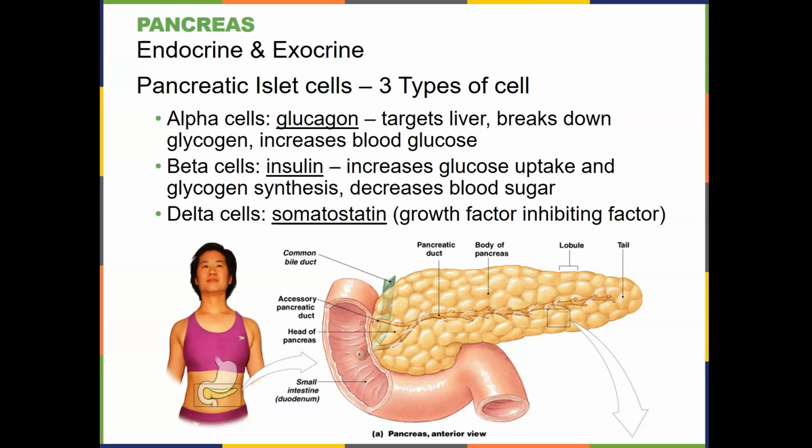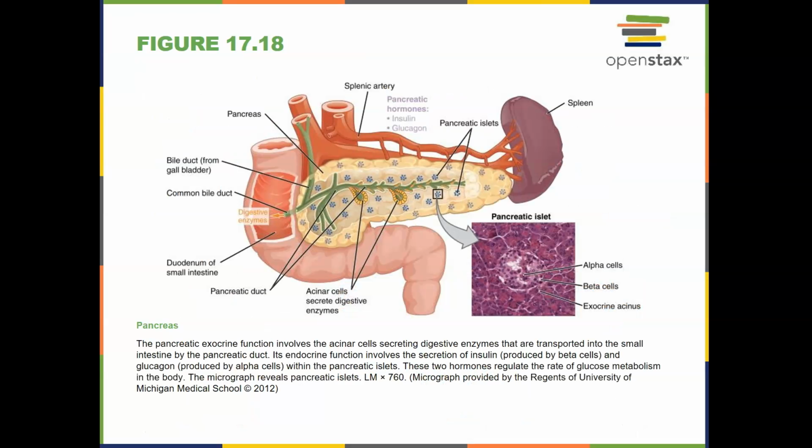So blood sugar goes up, insulin goes up, blood sugar goes down, all right? Delta cells, however, produce something called somatostatin, and this is growth factor inhibiting factor. What that means is that human growth factor is inhibited via somatostatin, all right? We're not going to go into the regulatory processes for that, but you just need to be aware that there are 3 types of cells in the pancreas that produce hormones, alpha, beta, delta, and that's glucagon, insulin, and somatostatin.